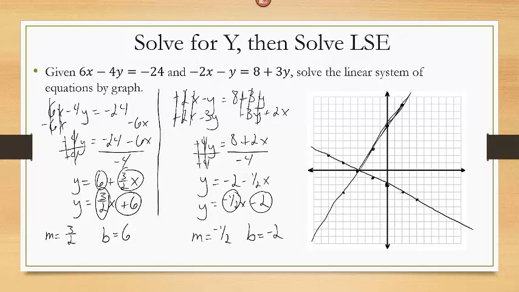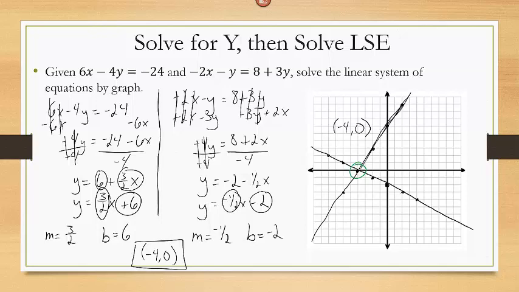Okay, now solve the linear system of equations by graphing. We have an intersection right here, and that intersection is at the point negative 4, 0. So our solution to this linear system of equations is negative 4, 0.